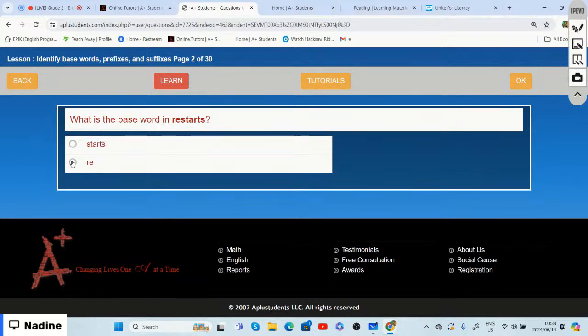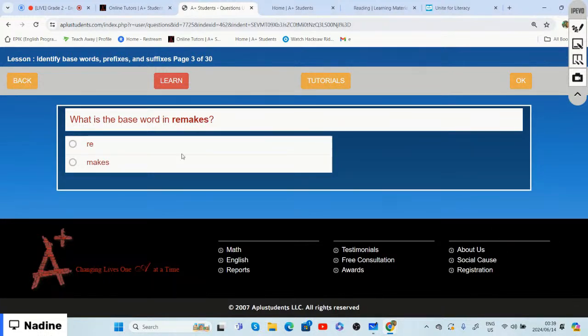If you look at this word, can re stand on its own? Is that a word? Or is starts a word that stands on its own? It's a complete word. All right, and if we were to choose the correct word, then we would say starts is our base word that can stand on its own, right? So well done. Starts is our base word.